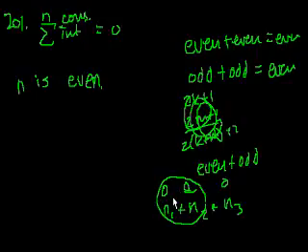So they say if the sum of n consecutive integers is 0... Oh, you know what? I completely missed that point. Let me continue this in the next video.